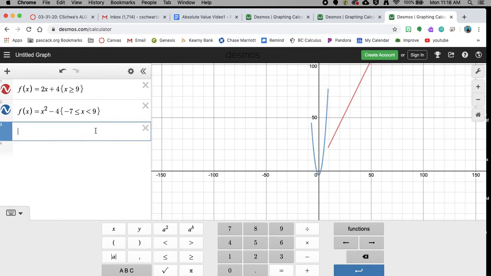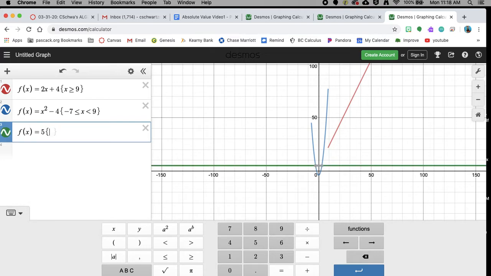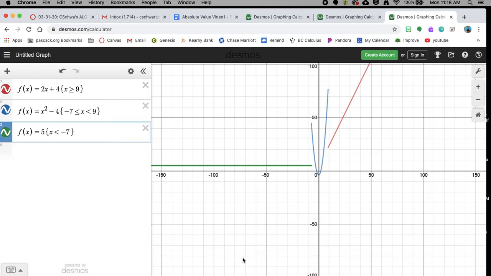And then this is equal to 5. Whoops, f of x is equal to 5. And that is when x is less than -7, not 7. And close that out. Okay, -7. So we can see something like this.